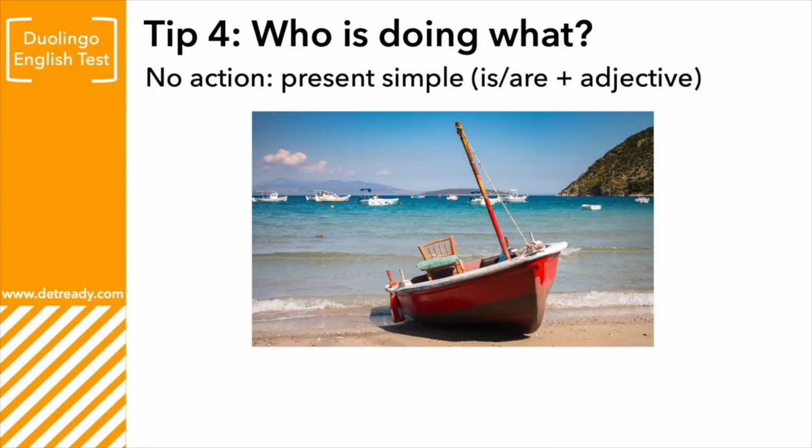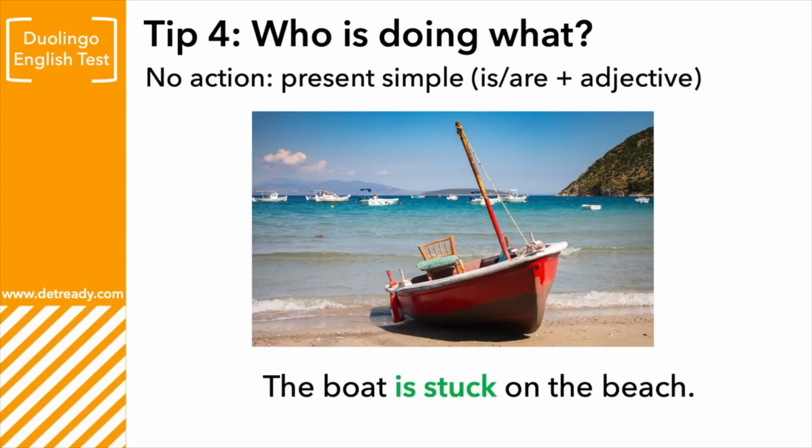But what if you get a photo which doesn't have an object or a person moving? What can you do then? Well, let's take a look here. If there's no actions in the photo, you should use the present simple plus an adjective. For example, the boat is stuck on the beach. As you can see here, you don't need to use complex or difficult grammar to do this well. You just need to use the present continuous or present simple tense. When we're describing a photo in English, we often just use the present tenses.